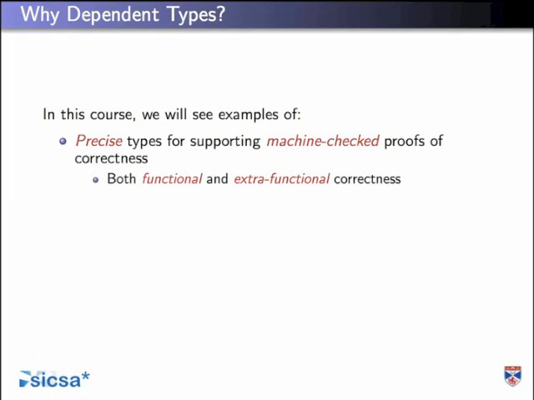We're going to see in the rest of this course some examples of how to program with dependent types. We're going to see how you use more precise types for setting up machine-checked proofs of correctness, so proofs of properties of your programs that the machine says yes or no to. We are going to work under the slightly unconvincing assumption that the Idris type checker is perfect, because if we don't do that, then all software has bugs in it. Let's just deal with it.